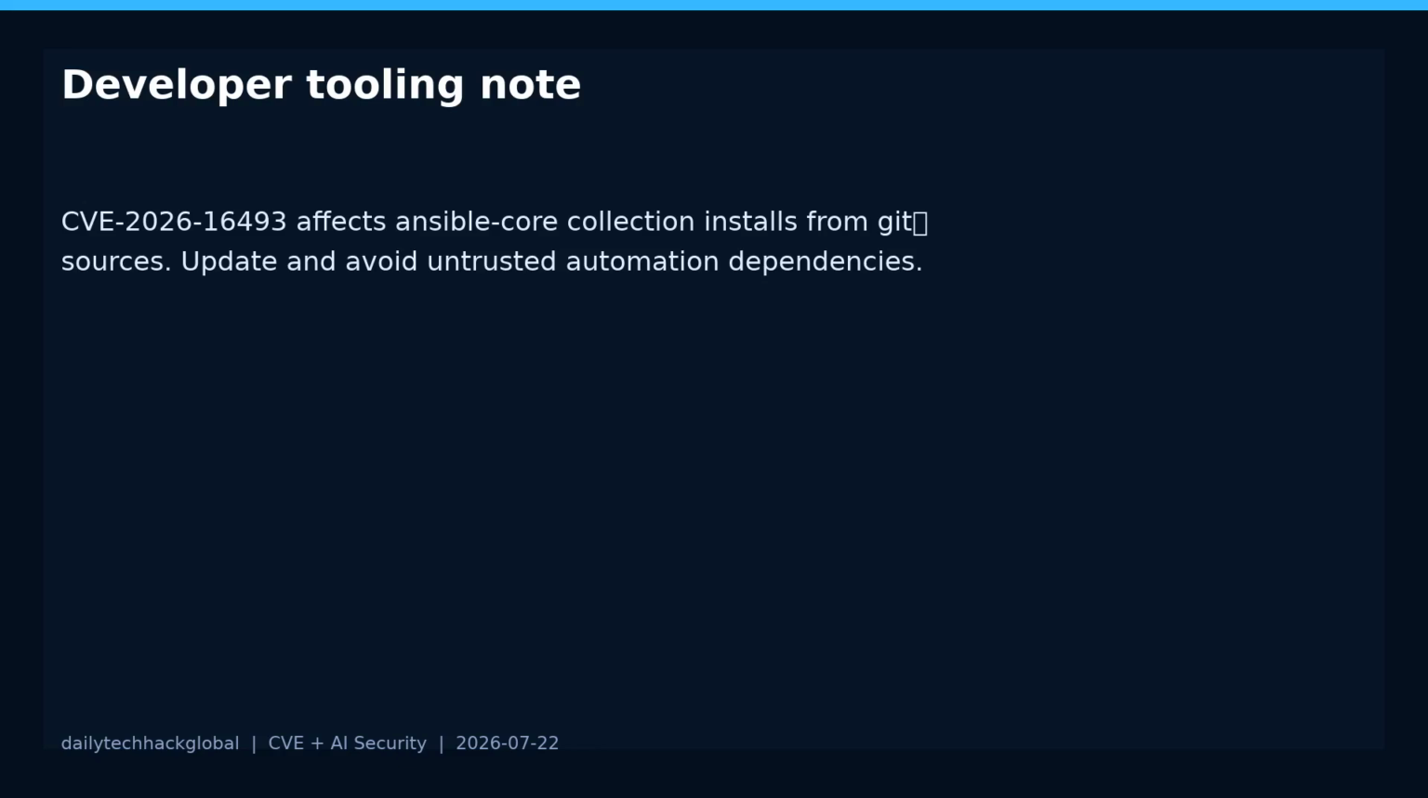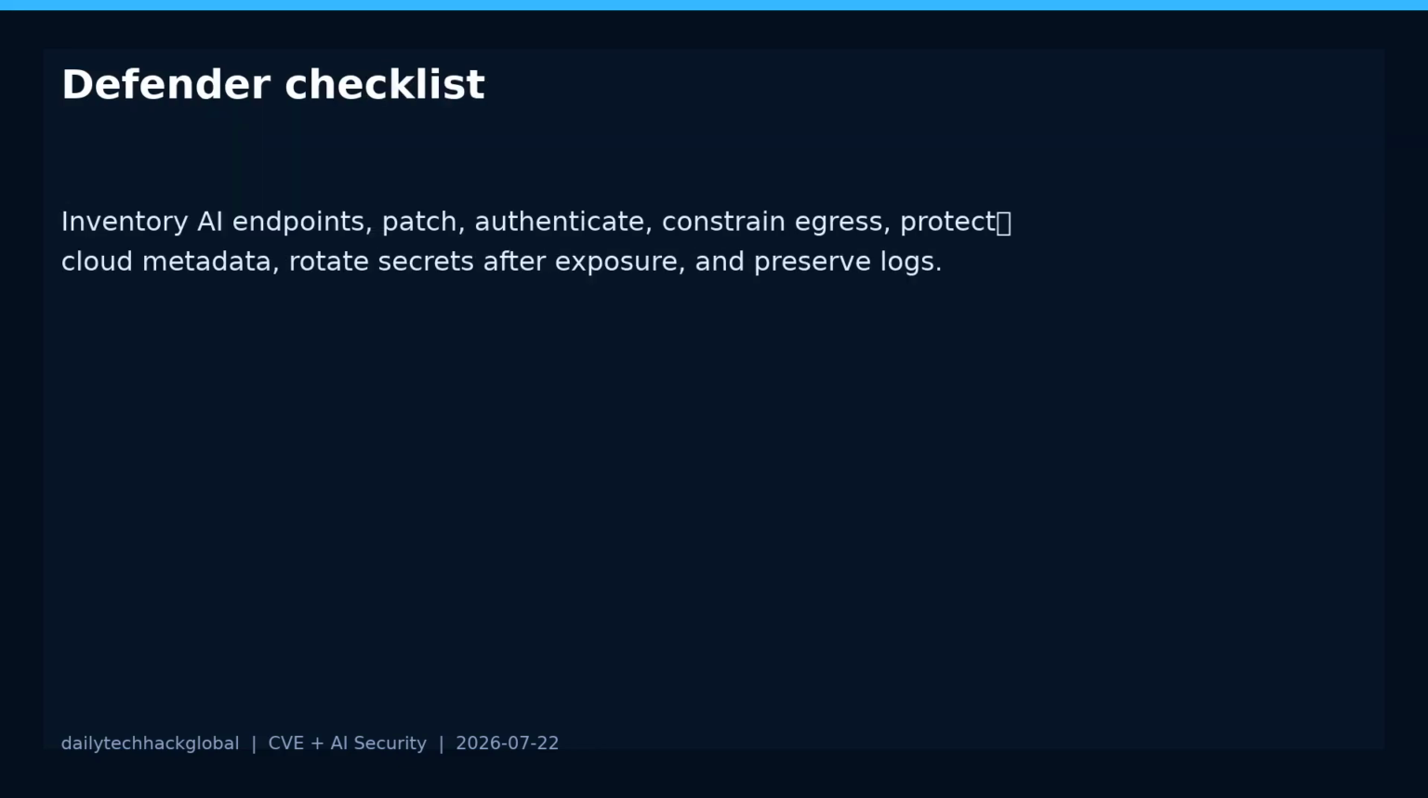One developer tooling note, CVE-2026-16493 in ansible-core is high severity. NVD and Red Hat describe command execution risk when installing collections from crafted Git sources, requiring user interaction. Defenders should update ansible-core, avoid untrusted collection sources, and pin automation dependencies.